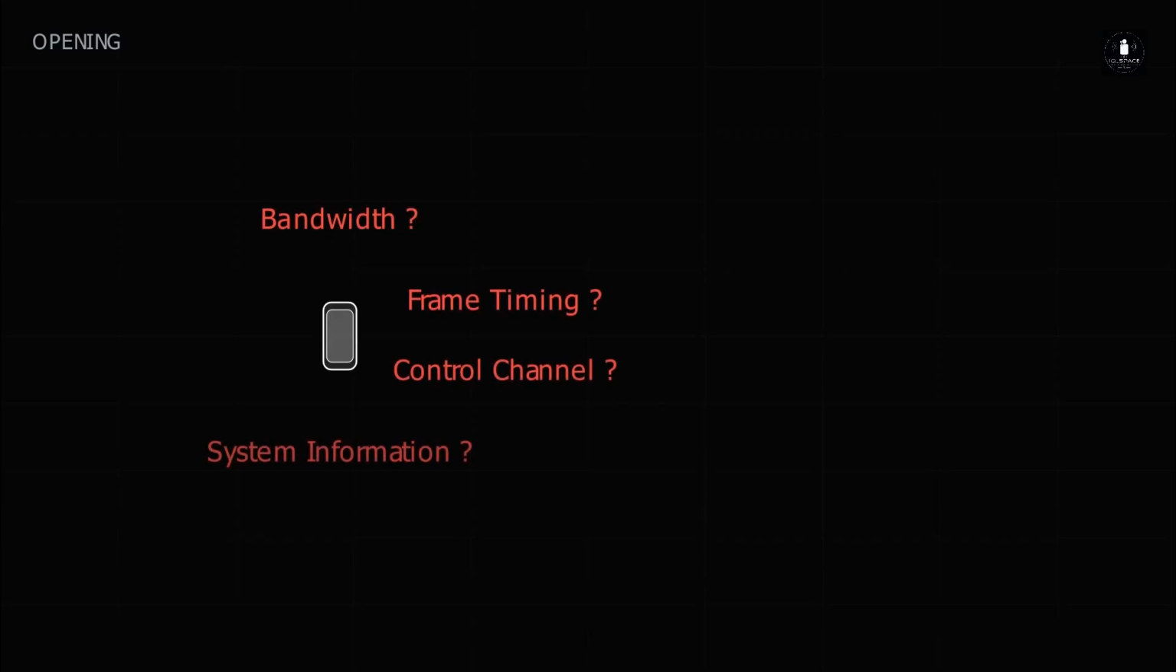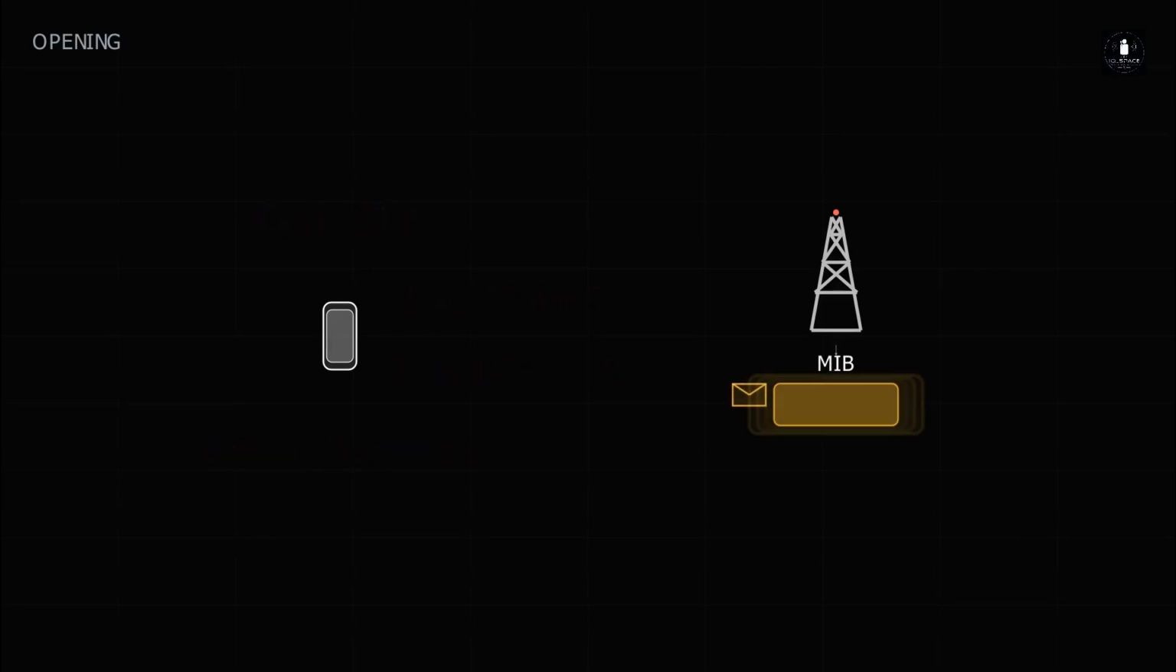Although the UE has synchronized with the cell, it still doesn't know the system bandwidth, frame timing, or where to find the control channel. Before the UE can transmit data, the base station first introduces itself. And that introduction comes through the master information block, or simply called the MIB.